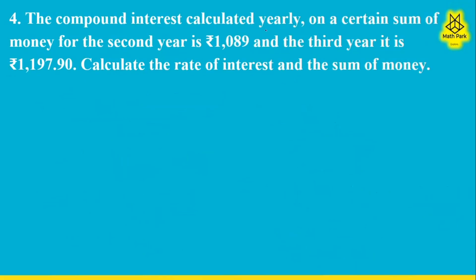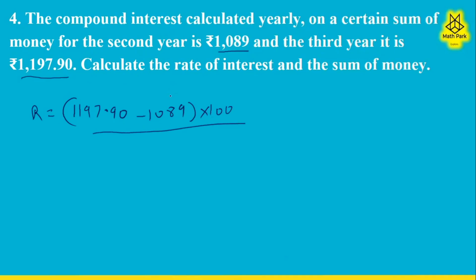The compound interest calculated yearly on a certain sum of money for the second year is 1,089, and for the third year is 1,197 and 90 paise. Calculate the rate of interest and sum of money. So rate of interest is easy since it is given for the consecutive years. So we just take the difference in interest, or a difference in amount, it goes the same. So you get 1197.90 minus 1089 times 100.